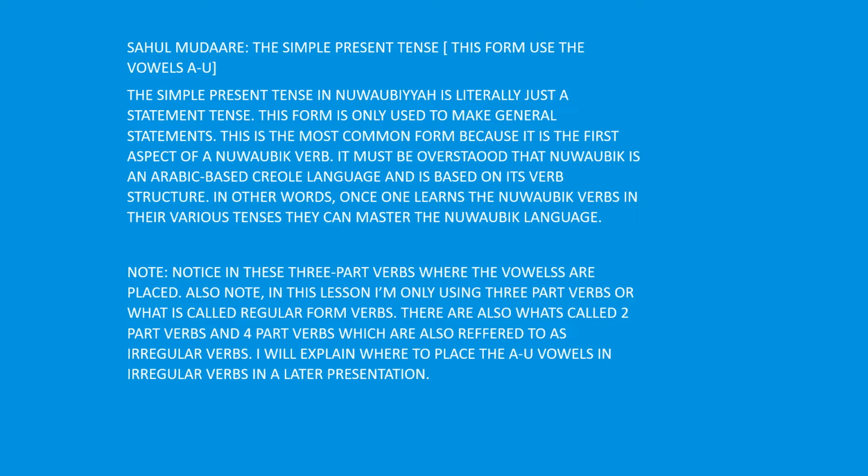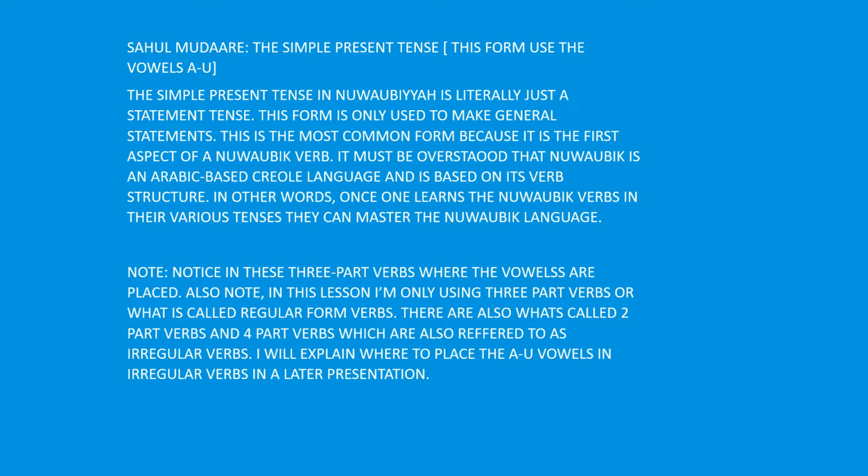As we progress in lessons, I'm going to show you that predominantly the language is based on what we call 3-part verbs. A 3-part verb is simply any 3 consonants that come together with vowels to form a word that shows action. If a person asks you what's the NUWAUBIK word for go, or come, or sit, or stand, the form that presents that word is called the simple present. You'll always notice that in the simple present, the vowels are AU and it's 2 syllables in pronunciation.